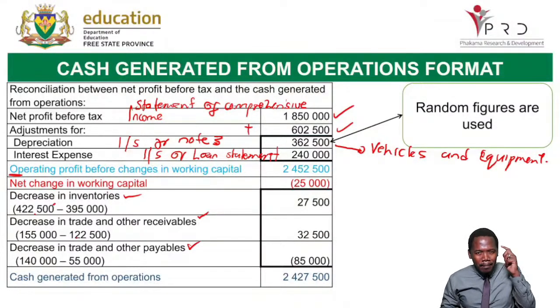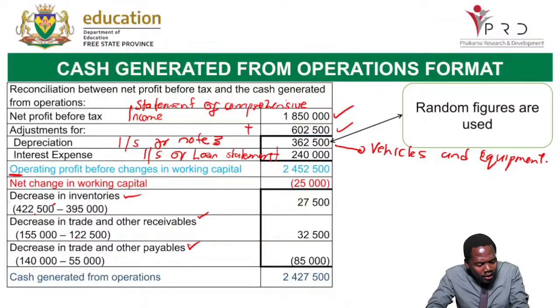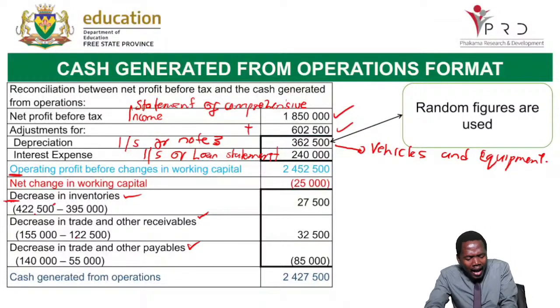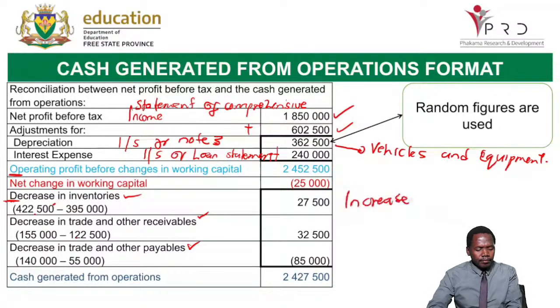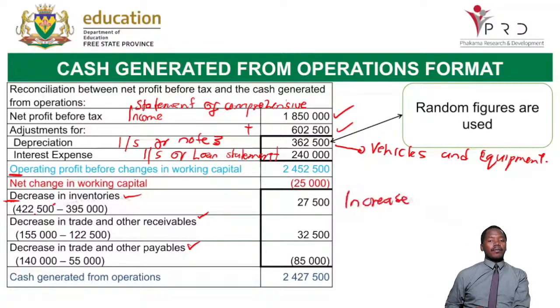Now, please remember, it won't remain a decrease every day. At times, it can say increase in inventory. A decrease in inventory, we are going to explain that right now. So it has decrease in inventory. Sometimes it can say increase in inventory. Next one would be a decrease in trade and other receivables. Sometimes it may say increase in trade and other receivables. Decrease in trade and other payables. At times it may also say an increase in trade and other payables.